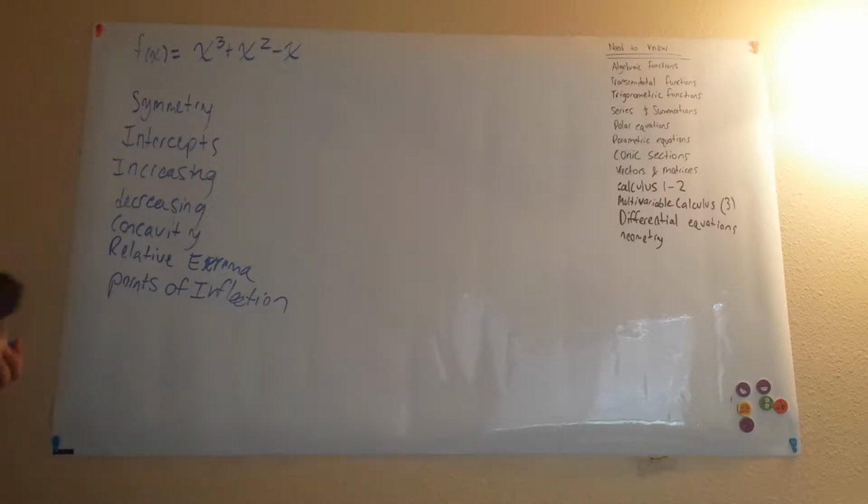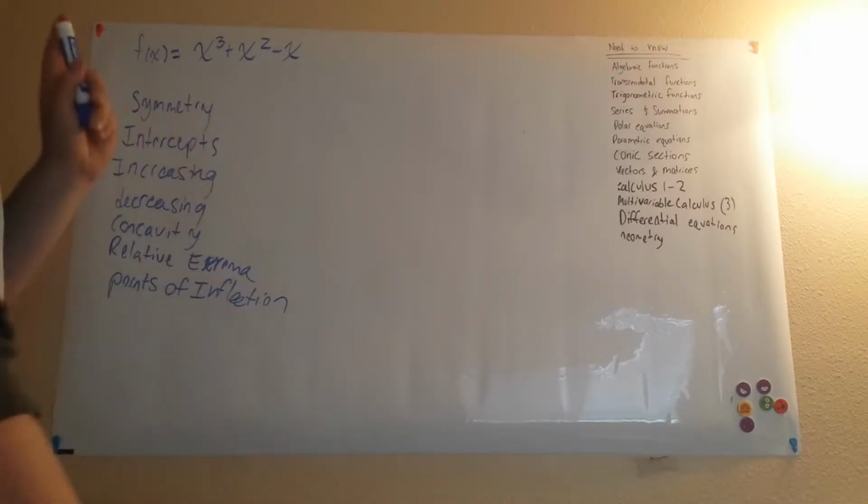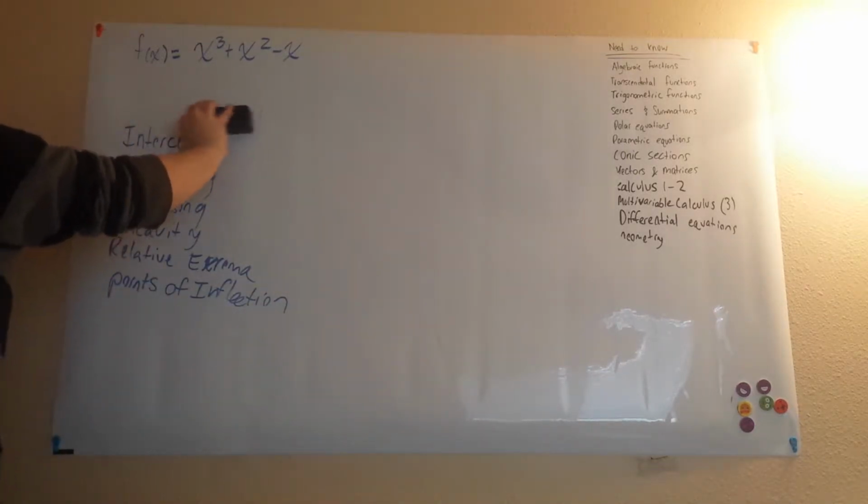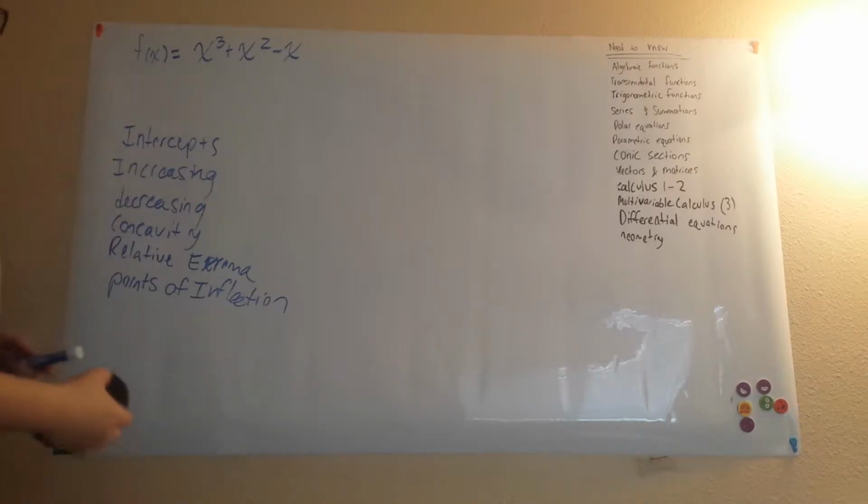So this is all the stuff we need to find. Well, let's look at symmetry. If we plug in negative x, we don't get out our function, and we don't even get out the negative version of our function. So we don't really have the symmetry we want. But I'm not going to really use symmetry right now, because we know it's a polynomial. So let's use intercepts, increasing, decreasing, concavity.